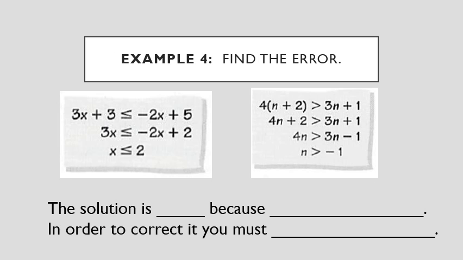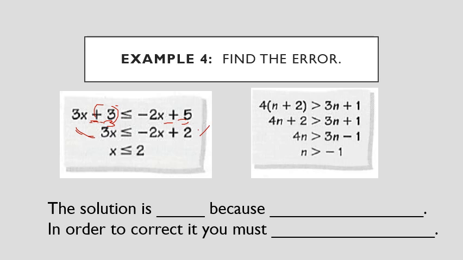Okay, so now in this example, we have to find the error. So we're solving inequalities. Someone solved them for us, and there's mistakes in both of these problems. So let's go ahead and try and find those mistakes. So in the first one, it looks like they went from 3x. They still have the 3x in the next step. However, this 3 is missing. So I believe what they did was they moved it to the other side, which means I would have had to subtract the 3 since I'm moving it to the other side of the inequality symbol. And 5 minus 3 is 2, so we're okay there.